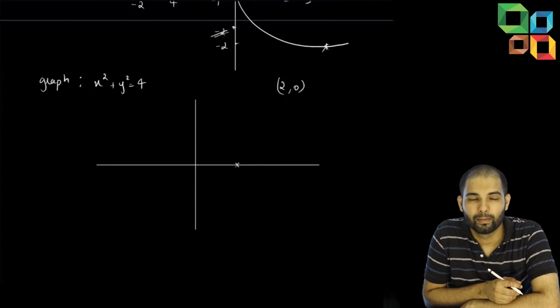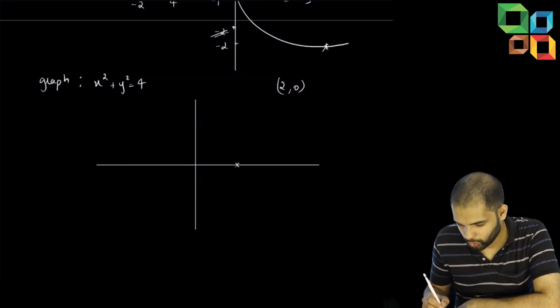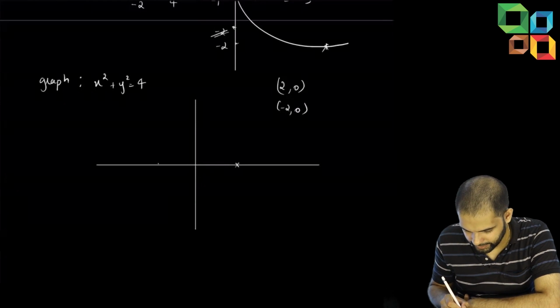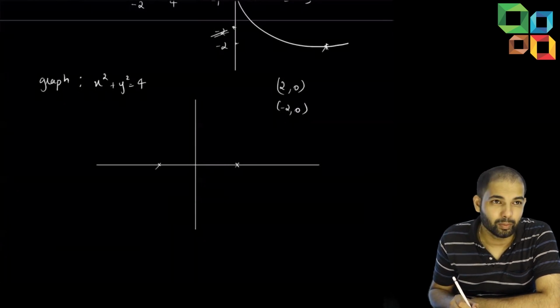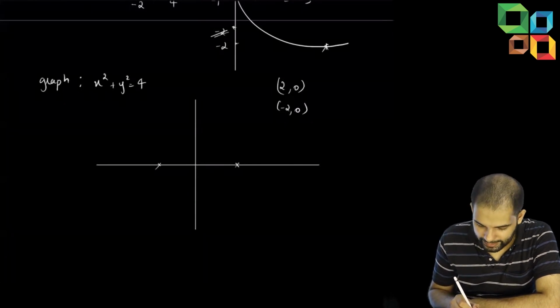Any other point? Minus 2, 0. So when x is minus 2, we are getting 0 again. If you have a doubt, please check here. When I take x equal to 2, I'm getting 4. So 4 plus 0, yes, it is equal to 4, right?